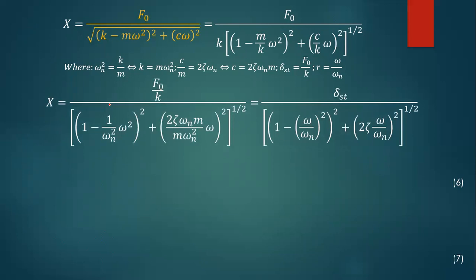So this term will be defined for later expression. You see here, F naught over k is equal to delta static. Another, 1 over m over k is equal to 1 over k over m, which is omega n squared. Substituting the c values and k values in this equation, because k is equal to m omega n squared and c is equal to 2 zeta omega n m, we put it in. From that, what we can get is (1 minus (omega over omega n) whole squared) whole squared plus (2 zeta omega over omega n) whole squared, and the radical; this power of 1 over 2 represents the radical term. Now one thing left: omega over omega n is r. We can represent this by r.